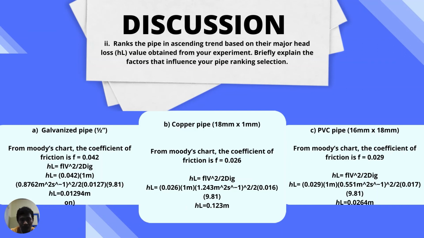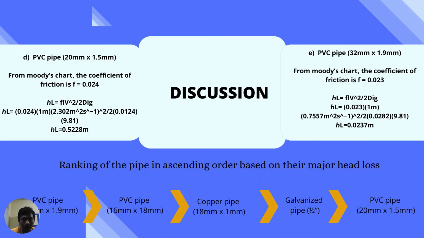For PVC pipe 60 mm times 18 mm, HL is equal to 0.0264 meter. For PVC pipe 20 mm times 1.5 mm, HL is equal to 0.5228 meter. And the last one, PVC pipe 32 mm times 1.9 mm, HL is equal to 0.0237 meter.